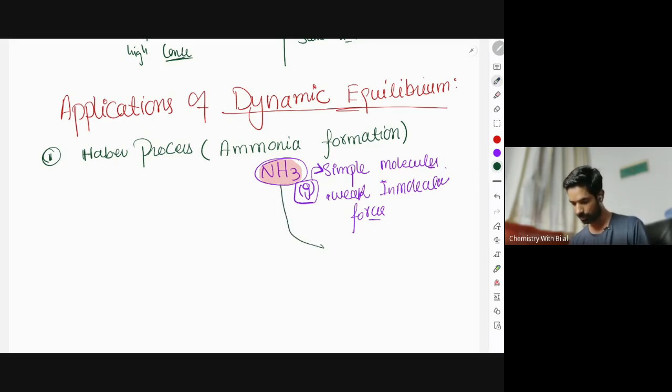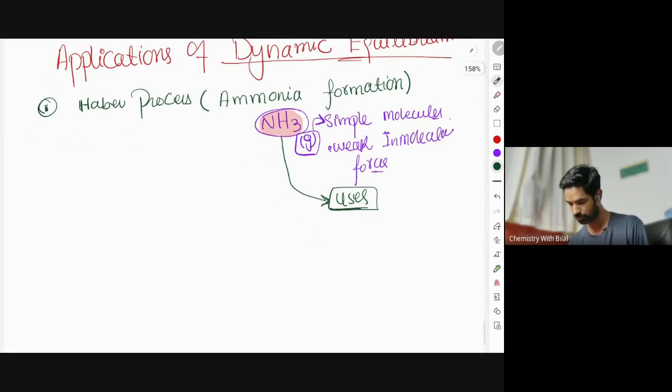Now, the more important thing is the uses. I mean, we are making ammonia. Before we make ammonia, we must focus on why there is a need to make ammonia. इसका use क्या है? So there are two important uses part of our syllabus. Can you tell me those uses? Anyone in the class? What are the specific uses?